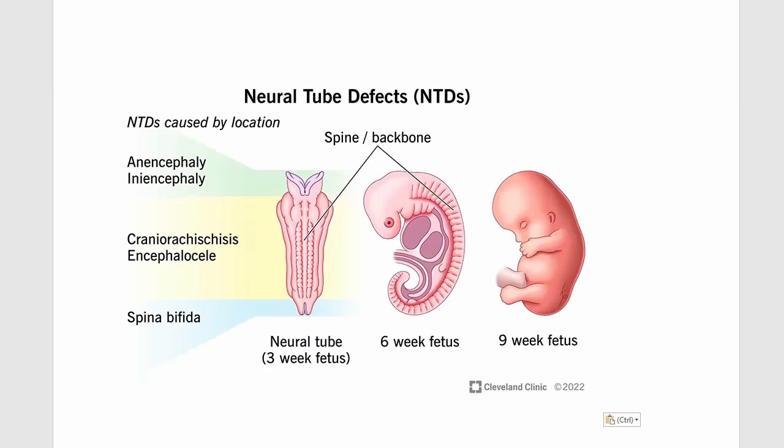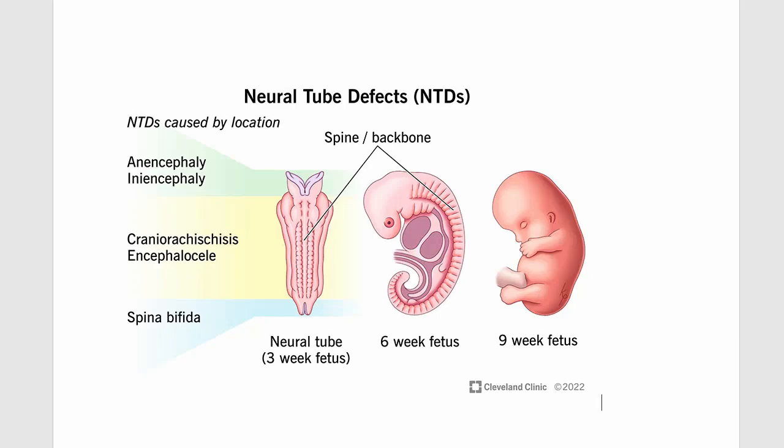And this shows some of the different conditions you get based on where the neural tube defect is. So at the top here, when it's at the caudal end, you get anencephaly and inencephaly. You then get these other ones in the middle, which we're not going to cover just yet. And then spina bifida, you can see here, is more at the tail end.